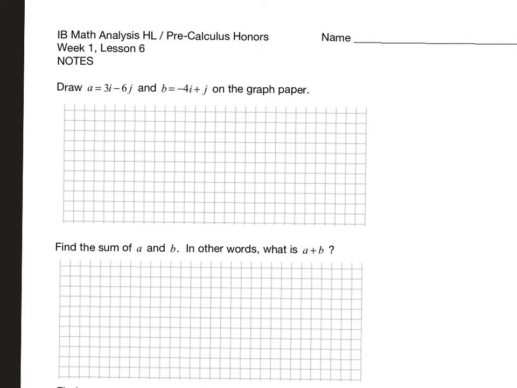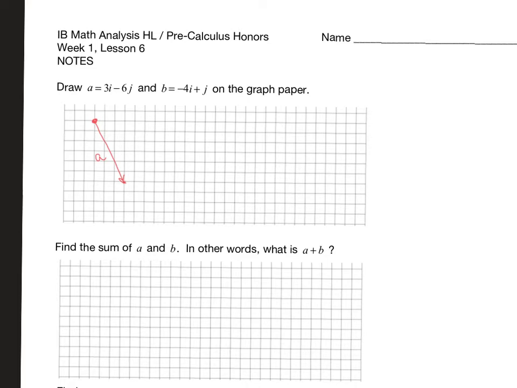Week 1, lesson 6. All right, so directions here say I should draw vector A and vector B. So let me grab a pen and do that. I'm going to start A right here. 1, 2, 3, 1, 2, 3, 4, 5, 6. So here's vector A. Again, order, or the direction, really does make a difference.